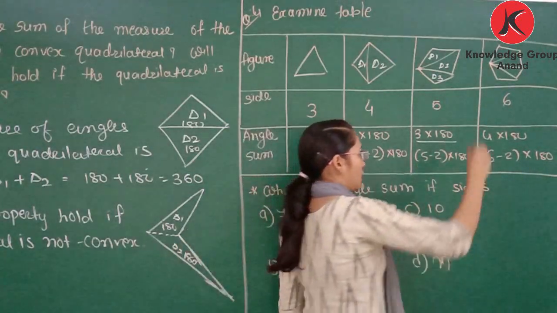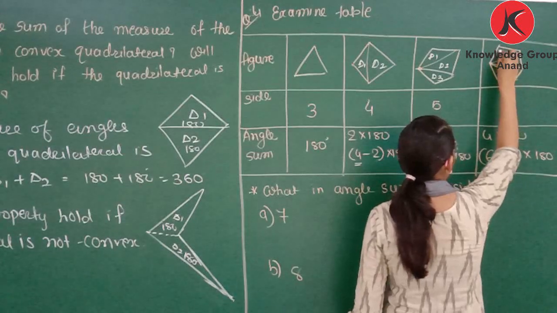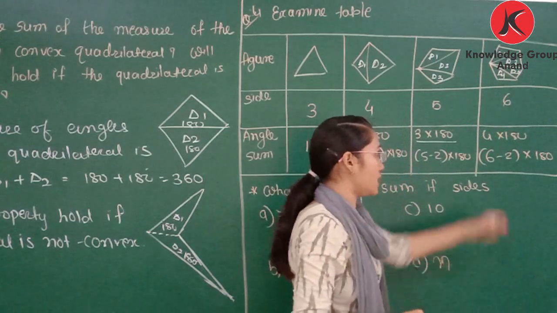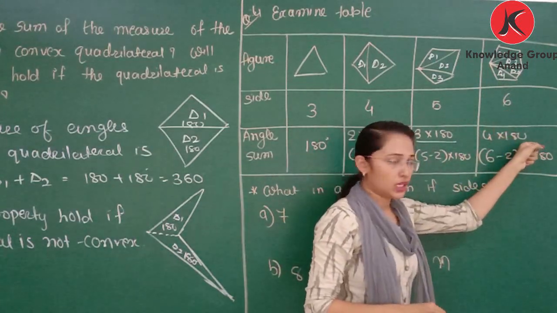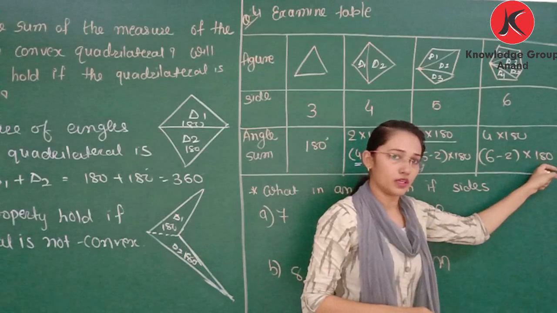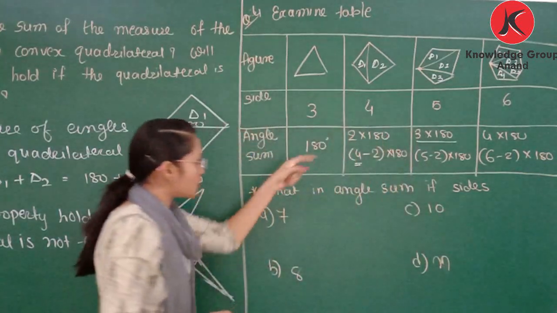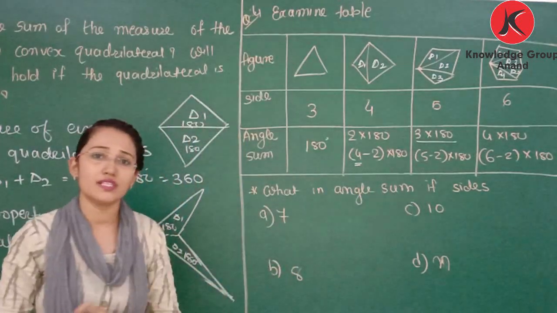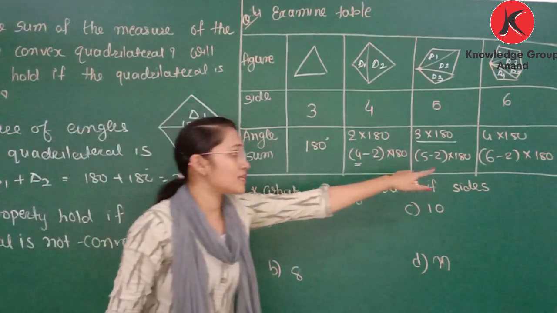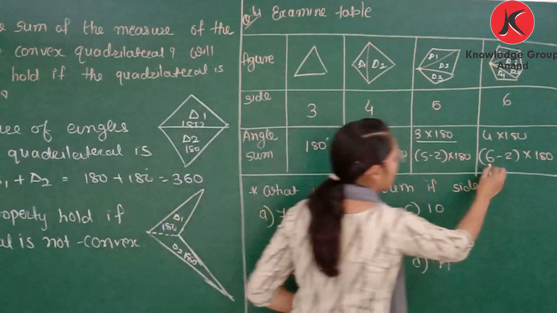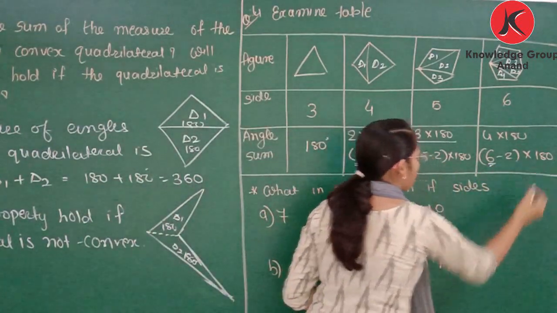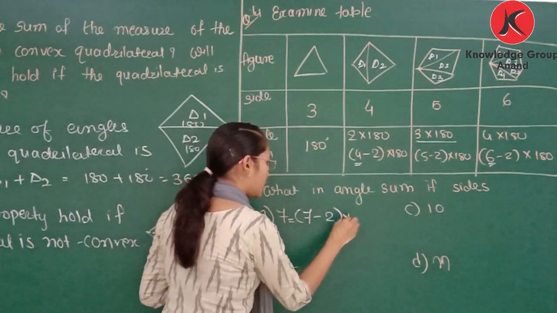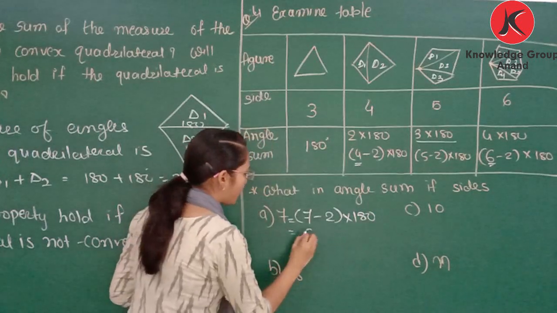Clear? If it is a regular hexagon, then it is divided into 4 triangles. So if it is 6 sides, then you can write 4 into 180, or you can write 6 minus 2 into 180. Clear? So from this table, you need to find what is the angle sum if sides are 7. જો 7 sides હોય તો angle sum શું થાય? If we use that equation, number of sides minus 2 into 180. So for 7 sides, we can write 7 minus 2 into 180.